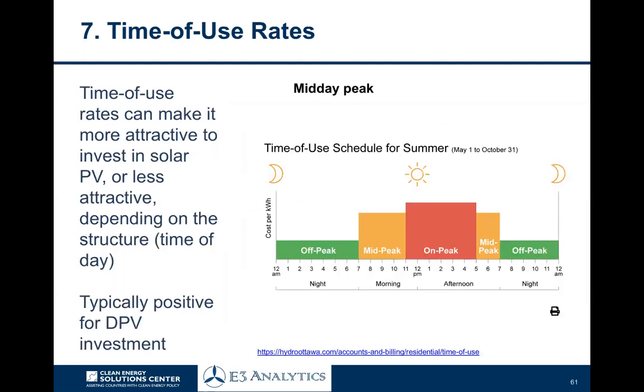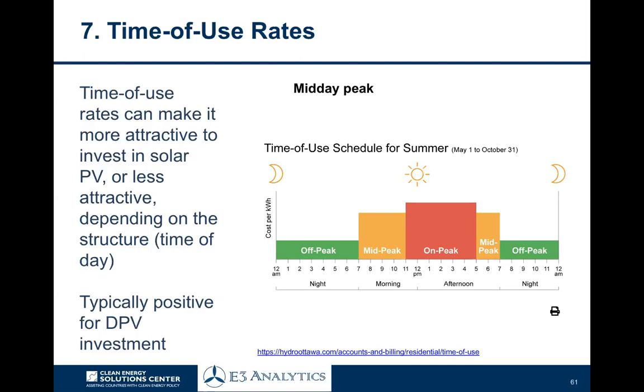But in other jurisdictions, the peak is a bit more during the day. This shows a midday peak, which traditionally has been more common in the southern parts of the US and in California, where this would still be quite attractive to switch into a time of use compensation category, because then you're being compensated at the peak rate, which is during those daytime hours, in this case between 11 and 5. So that would be perfect for a solar customer.